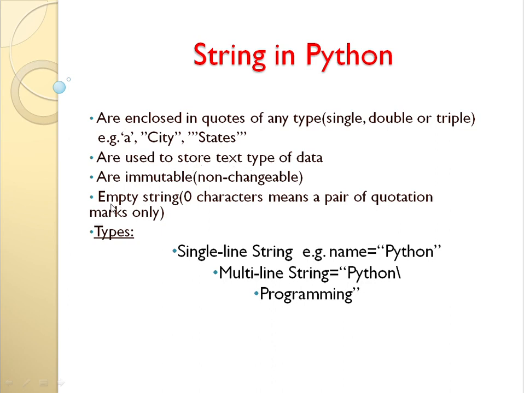There is a concept of empty string as well. That means zero characters, just a pair of quotation marks. Next are the different ways of declaring a string. Like a single line string, we have a variable name with the value Python. We can have a multiple line string, where we declare Python on a separate line and programming on a separate line. How can we separate it? We can separate it with the help of a backslash whenever we want the string in multiple lines.